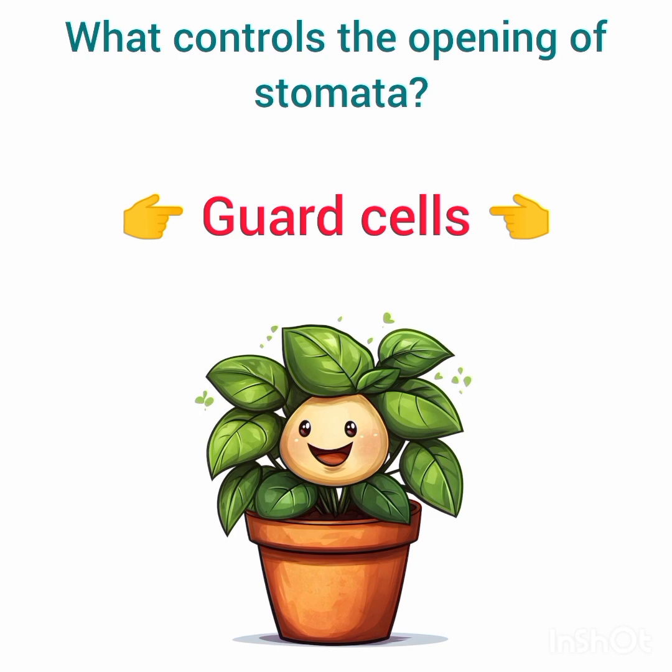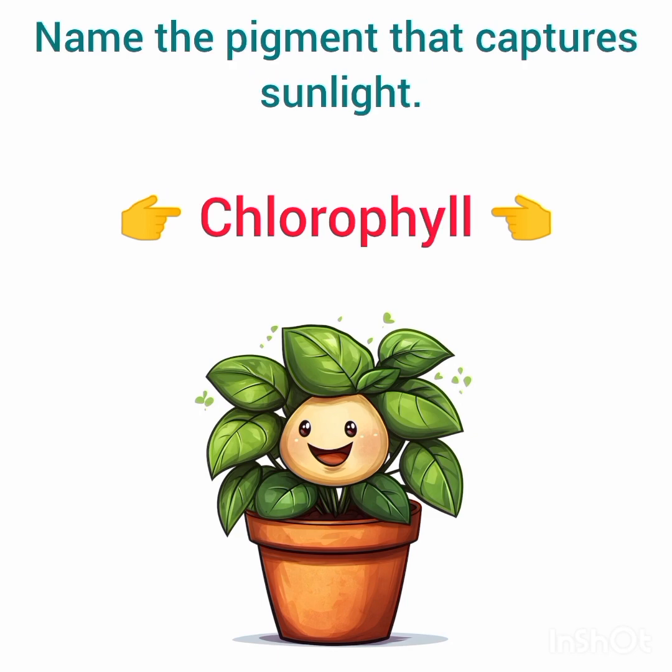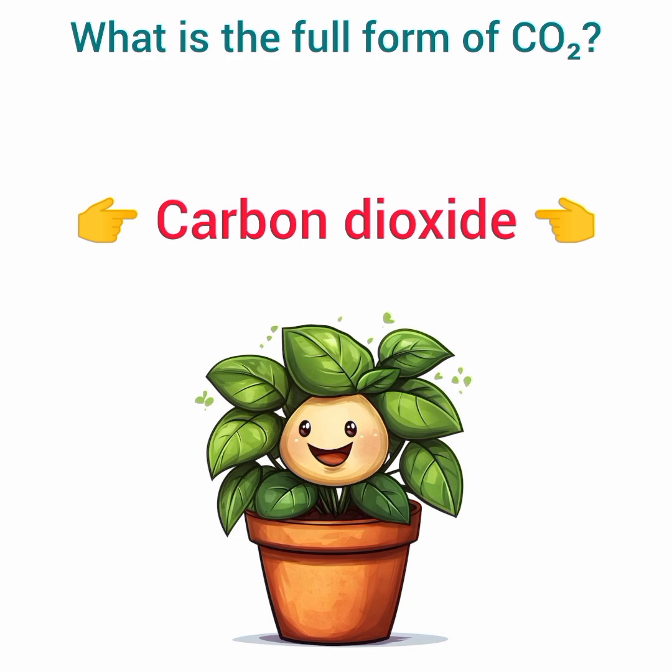Answer. Guard cells. What are green plants called in food chain? Answer. Producers. Name the pigment that captures sunlight. Answer. Chlorophyll. Photosynthesis mainly occurs in which part of leaf? Answer. Mesophyll. What is the full form of CO2?